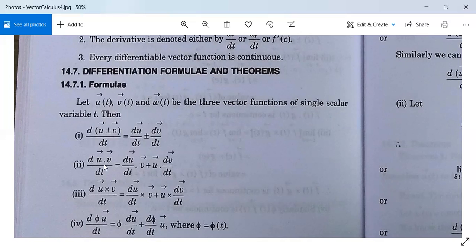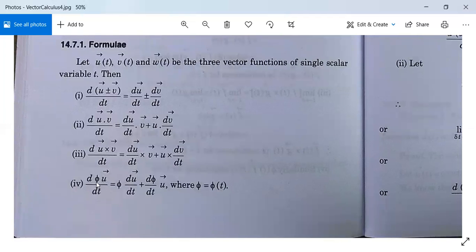Second, d/dt of u dot v is equal to du/dt dot v plus u dot dv/dt. Third, d/dt of u cross v, मतलब u और v का क्रॉस प्रोडक्ट का डिफरेंशिएशन. This is equal to du/dt cross v plus u cross dv/dt. And the fourth one is d/dt of phi vector u.